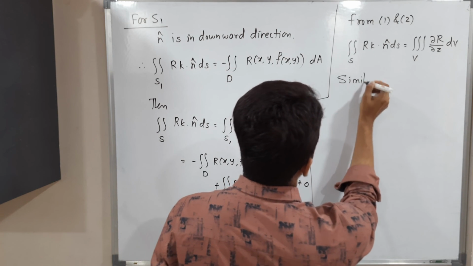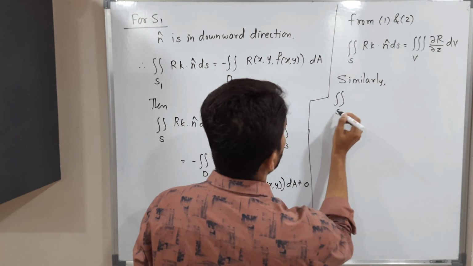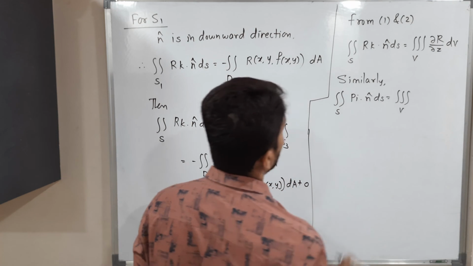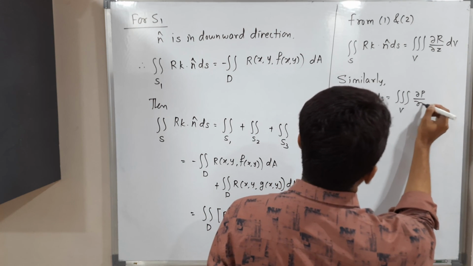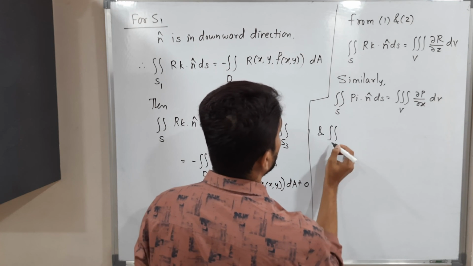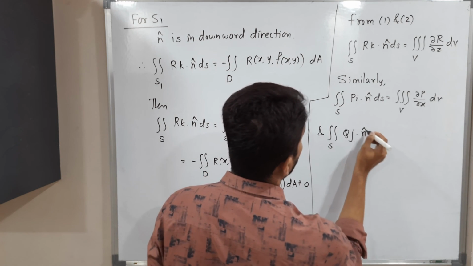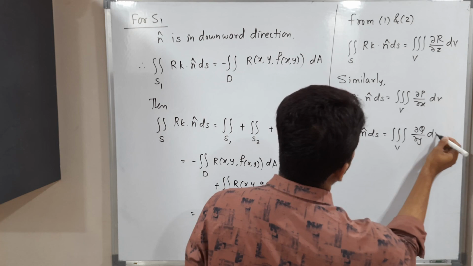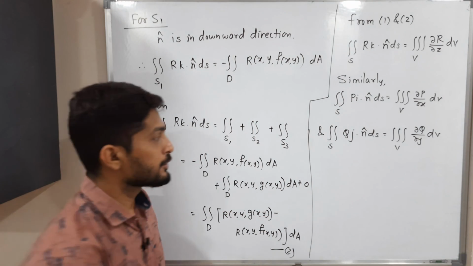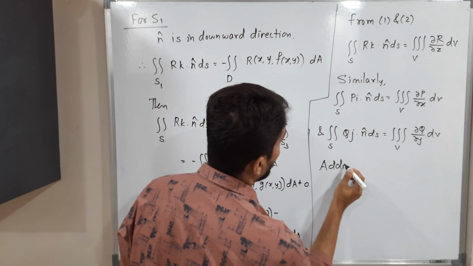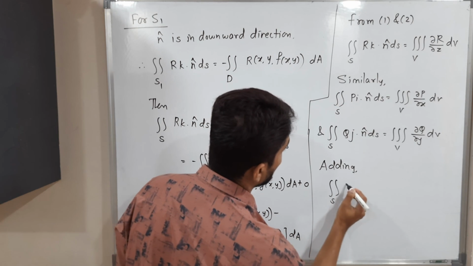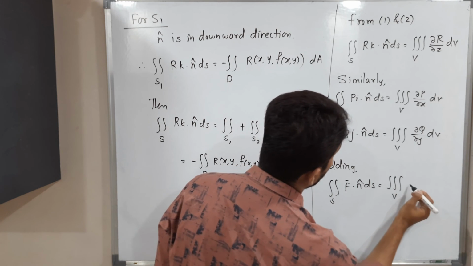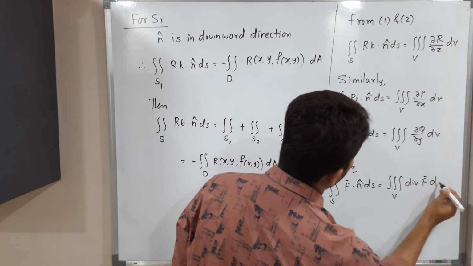So similarly, the double integration over S of P i dot n cap dS is equal to the triple integration over V of del P by del x dV, and the double integration over S of Q j dot n cap dS is equal to the triple integration over V of del Q by del y dV. If you add all these 3 equations, you will have the double integration over S of f bar dot n cap dS is equal to the triple integration over V of divergence of f bar dV.